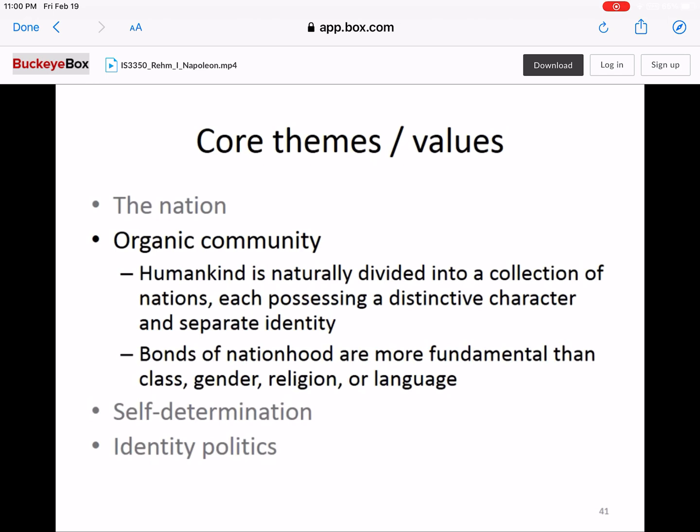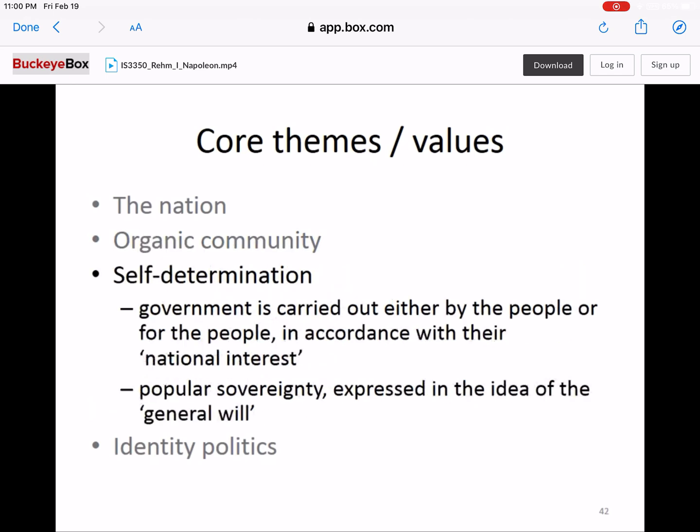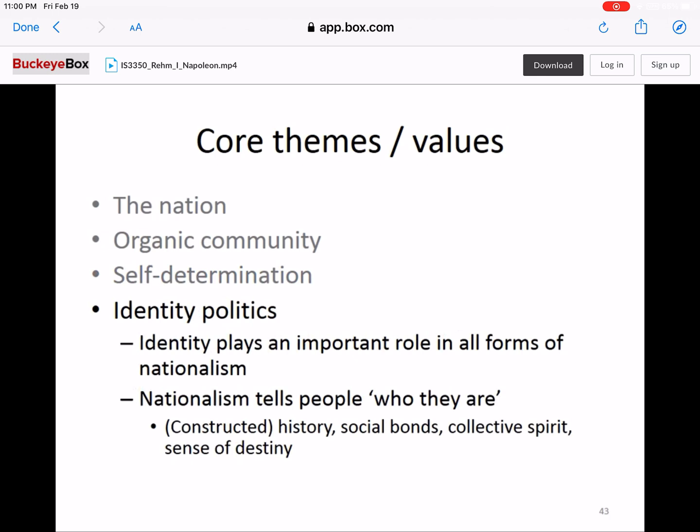Nationalism believes that nationhood is a more fundamental bond within a society than other potential bonds such as class, gender, religion, or language. A third theme of nationalism is the idea of self-determination, that government is carried out either by the people or for the people in accordance with their national interests. The fourth core theme of nationalism is identity politics, which plays an important role in all sorts of versions of nationalism.